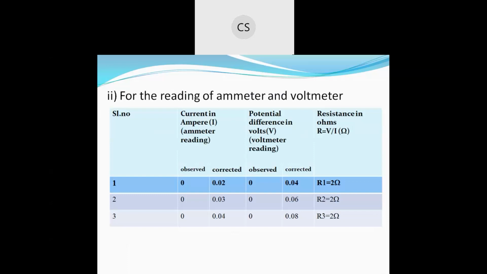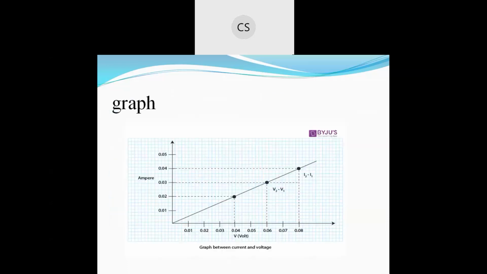For readings of ammeter and voltmeter, current in ampere I, ammeter reading: number 1, 0.02, number 2, 0.03, number 3, 0.04. Potential difference in volts V, voltmeter reading: number 1, 0.04, number 2, 0.06, number 3, 0.08. Resistance in ohms: R is equal to V by I ohm, R1 is equal to 2 ohm, R2 is equal to 2 ohm, R3 is equal to 2 ohm. Graph: ammeter reading on y-axis and voltmeter reading on x-axis.